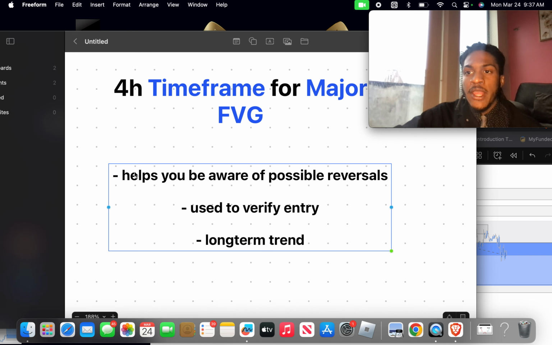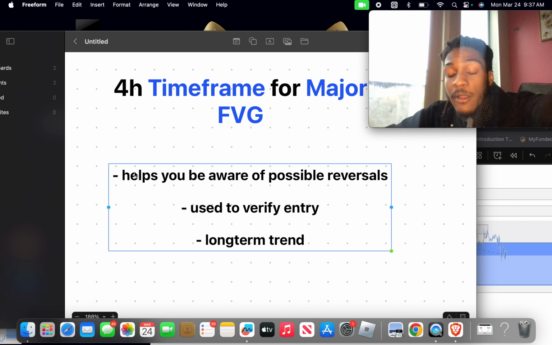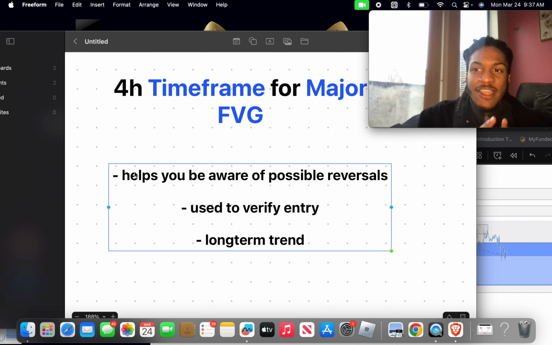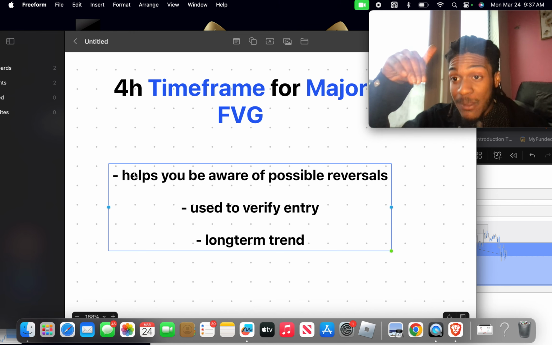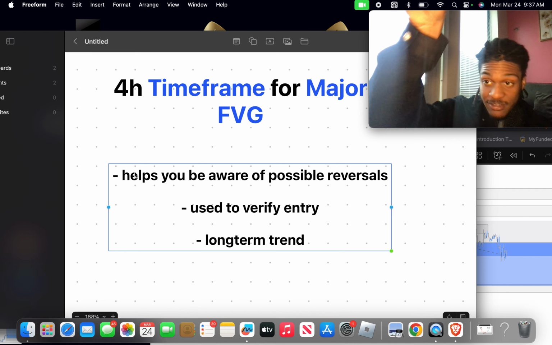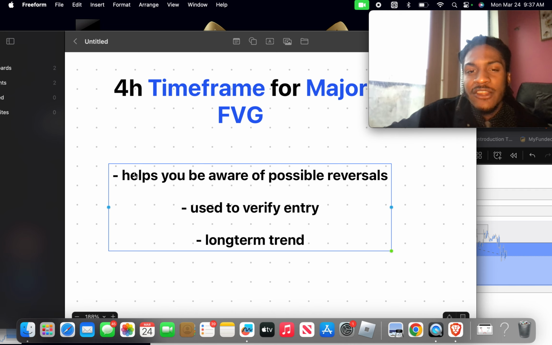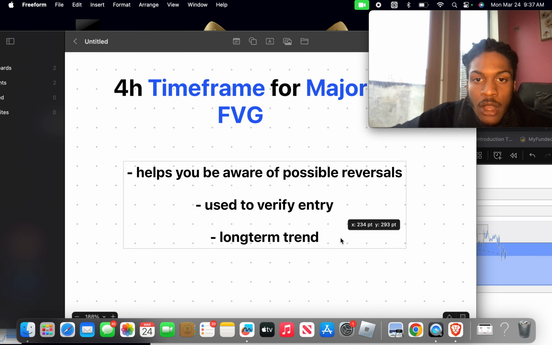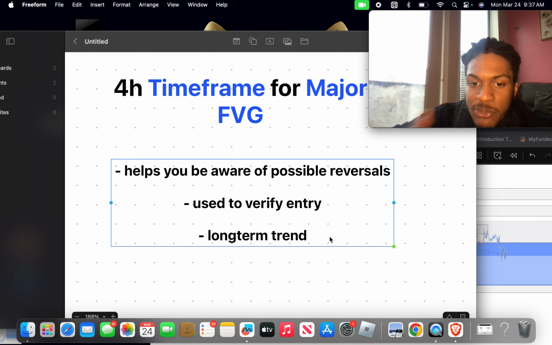Because when you're trading and you think a trend is bullish on the 15-minute, but then on the 4-hour there's a big fair value gap that the bullish trend on the 15-minute is about to reject and reverse from, and you may have not known that because you didn't check the 4-hour. So I use the 4-hour time frame for two things. I use it for the long-term trend, and I use it for helping me to be aware of possible reversals.